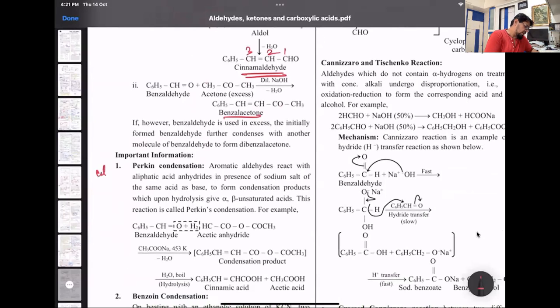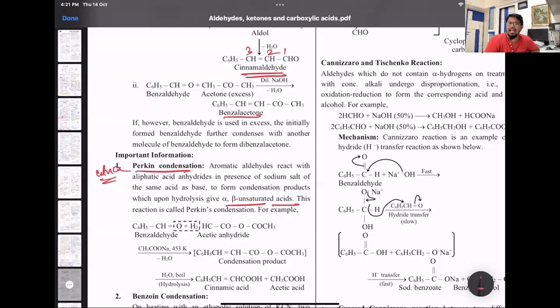This is an extra point here again. Perkin condensation. What is that? Aromatic aldehydes react with aliphatic anhydrides. When you have aromatic aldehydes reacting with aliphatic anhydrides in the presence of a sodium salt, it forms condensation products, which on hydrolysis give you alpha beta unsaturated acids. So catch carefully, benzaldehyde, again, it's an extra point.